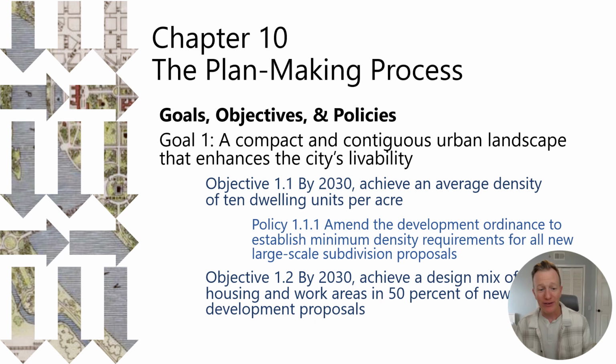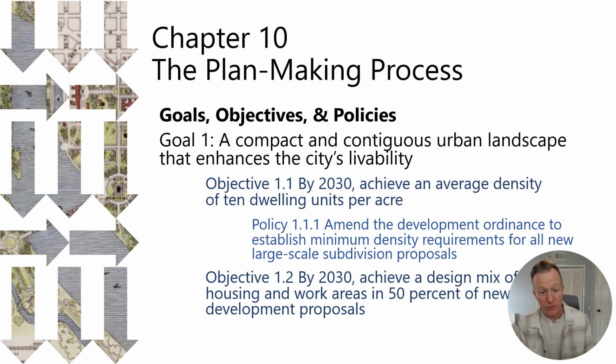So here we have some examples of goals, objectives, and policies. The first goal here is a compact and contiguous urban landscape that enhances the city's livability. And so you can see that it's written as an end state. It does not begin with a verb. It's not measurable. It doesn't tell you how you're going to get there. It's just setting a vision for the future.